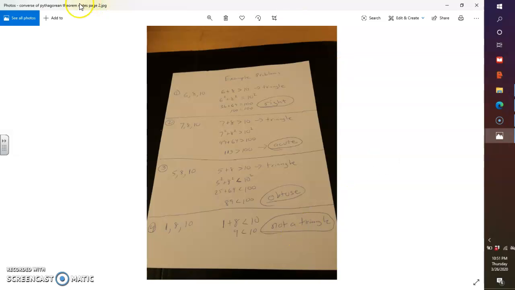And that is how we use what we'd call the converse of the Pythagorean theorem, which basically allows us to state that if the sum of the squares of the legs is greater than the square of the hypotenuse, our triangle is acute. If the squares of the legs are equal to the square of the hypotenuse, our triangle is right. And if the squares of the legs are less than the square of the hypotenuse, our triangle is obtuse.